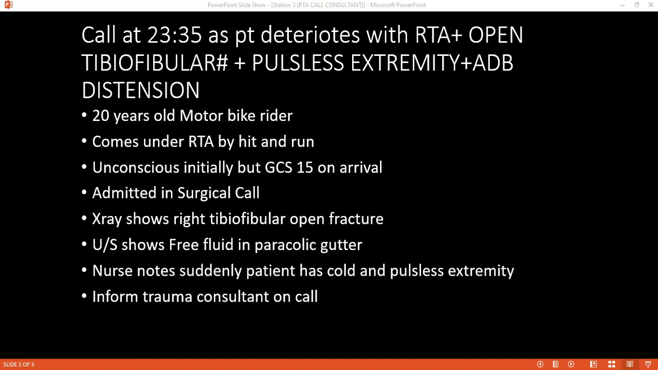Okay, we managed the patient using the ABCD approach according to ATLS protocol. And also we did an X-ray, which shows that he has a tibial fibular fracture in the left, and also there is absence of distal pulses. Also we did an abdominal ultrasound, it shows intra-abdominal collections.